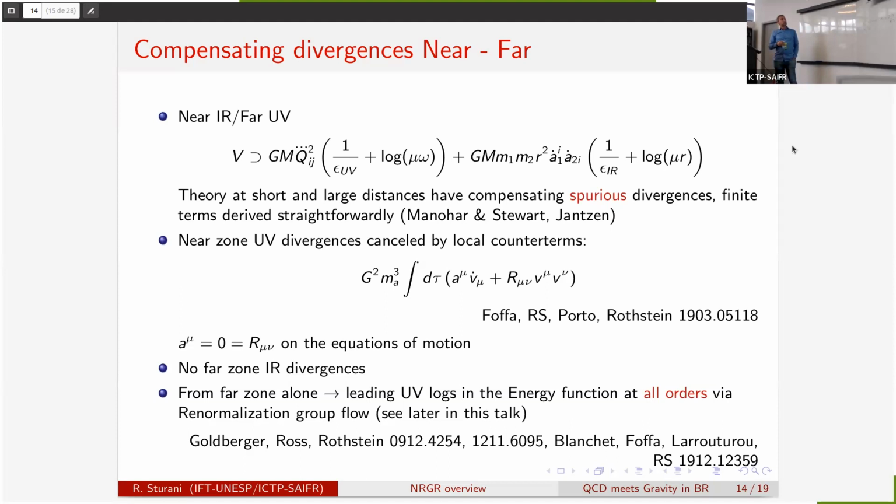Okay. The other thing you can do is treat the far zone theory alone. So say, okay, I have the far zone theory. I know that I cannot extend it to arbitrary short distance, but I know that the logarithm is physical, and you can do a renormalization group resummation of the logarithm in the far zone theory, and you obtain results which are valid at all orders in perturbation theory.